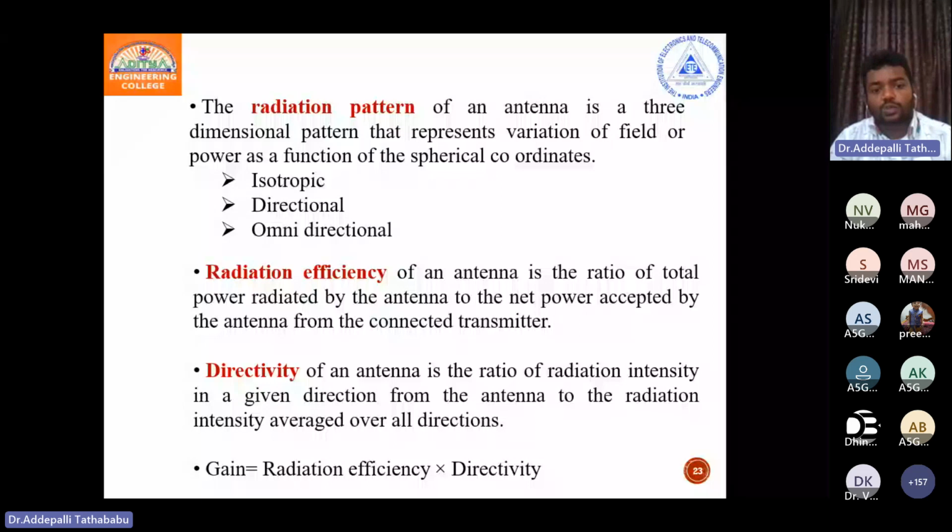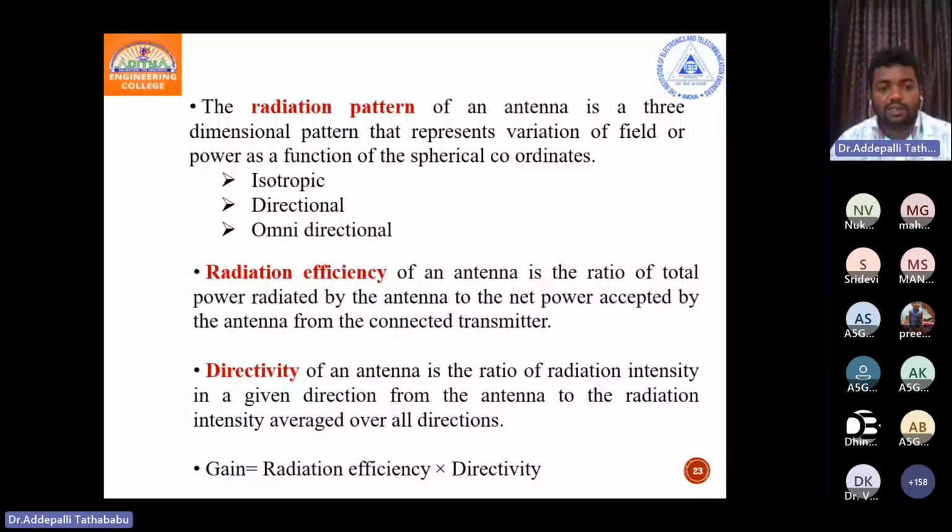Isotropic means, as I already said, it is a hypothetical antenna. An isotropic antenna provides an isotropic radiation pattern. It is a hypothetical or ideal antenna. No antenna from a practical point of view will generate equal radiation in all directions.